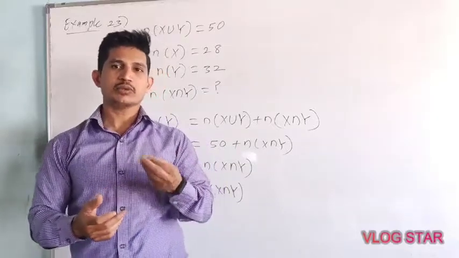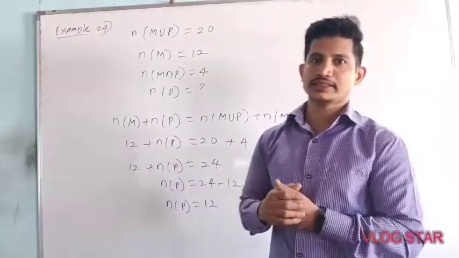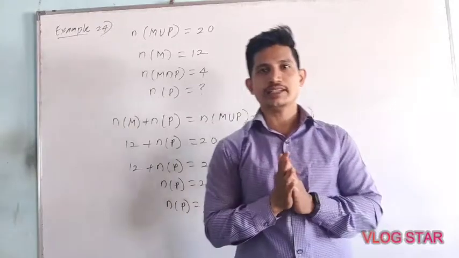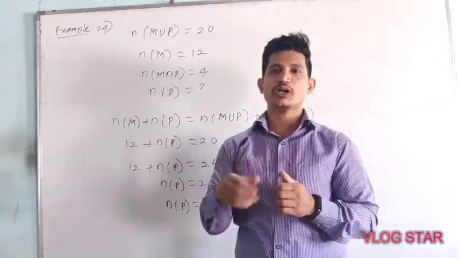Okay, let's see some more examples of this here. Okay, thank you. Now let's see the next example, number 24, in the textbook. In the school there are 20 teachers who teach mathematics or physics.